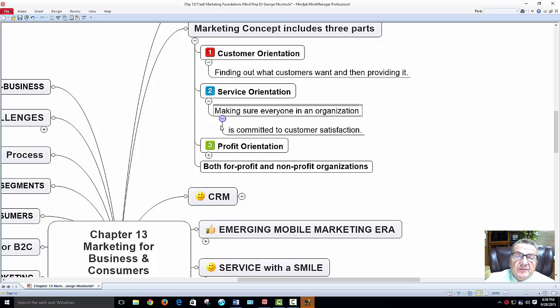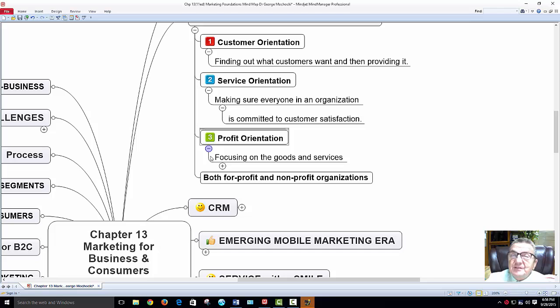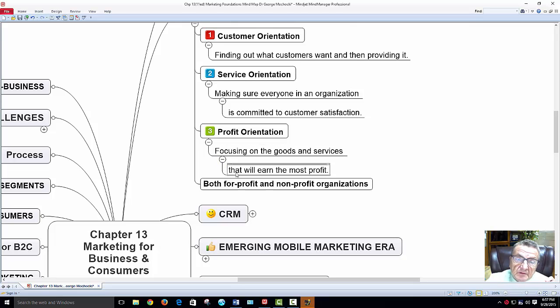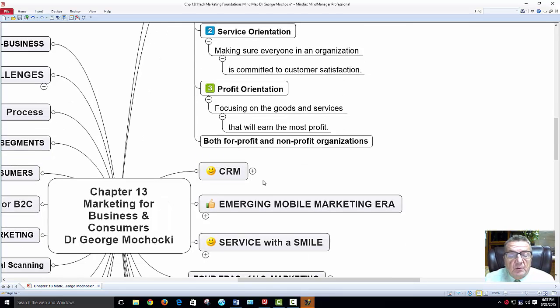Okay. Profit oriented, like it or not, I'm a business. Even for nonprofits, contributions have to be used wisely and expenses have to be controlled so they could utilize that money to help their cause. So profit means focusing on goods and services that will earn the most profit. Same thing when you're looking at which jobs or which tasks you want to do: you're looking at what's the reward for that. Both profit and nonprofit organizations.